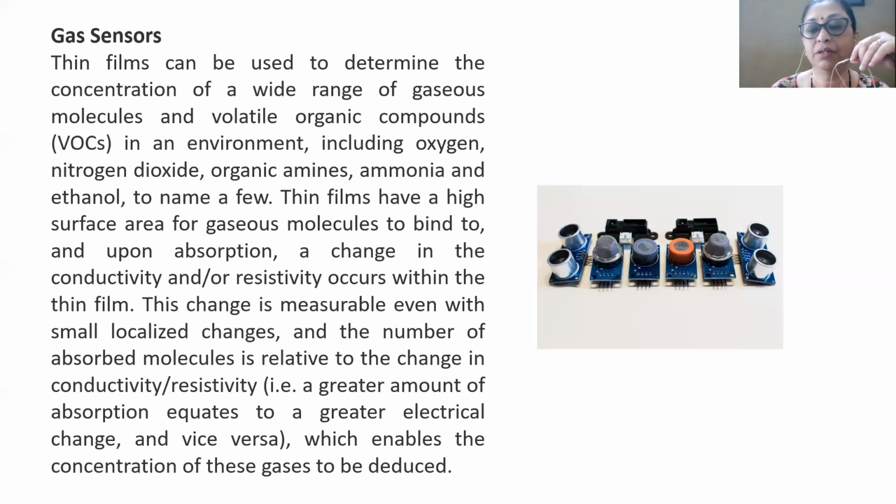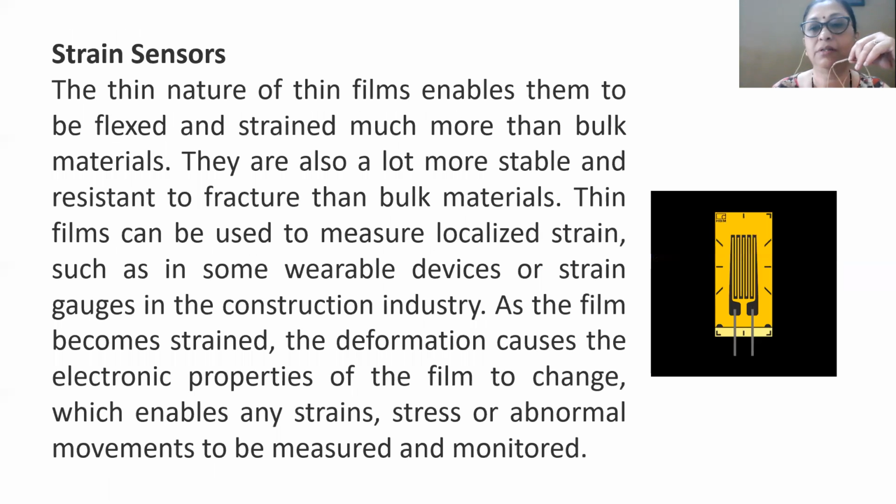Very simple signal conditioning circuits are required for this, particularly voltage divider type circuits, which convert the change in resistance to a change in voltage, because change in voltage can be measured accurately and can be calibrated in terms of the concentration of the gas. So this is all about gas sensors.